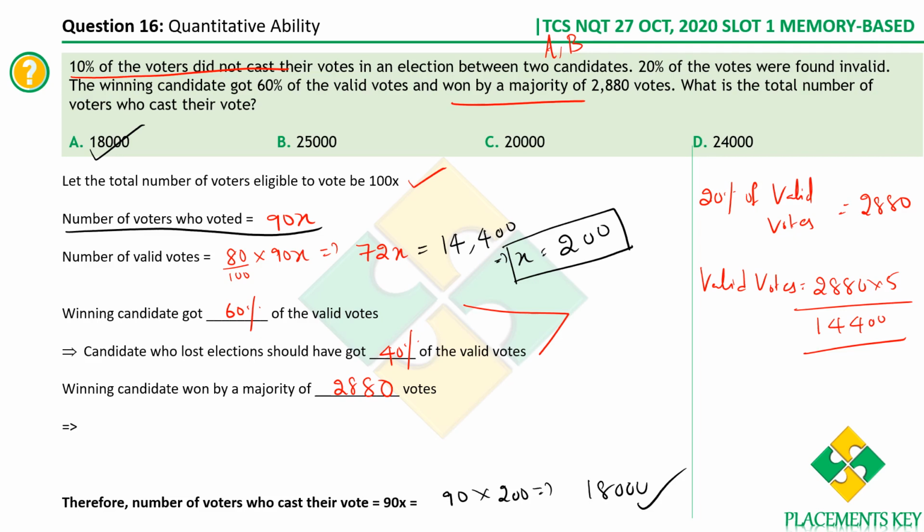I hope this is clear. We have just written in terms of percentages and then equated that with the value that is given so that we get the number of valid votes, and from there you get the value of x, from there you get the value of 90x.